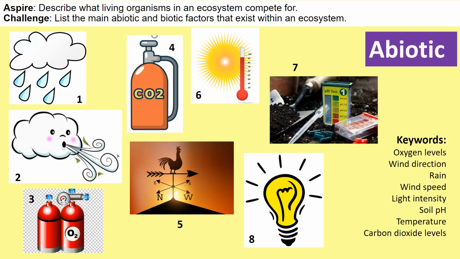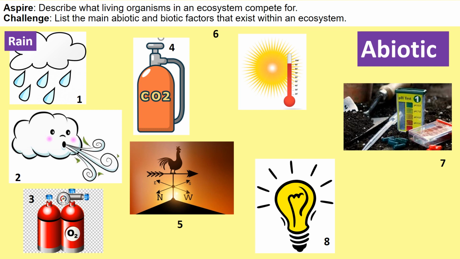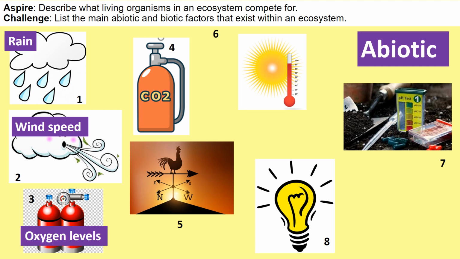Ten seconds remaining. Okay, brilliant. How did you get on? The first one was the example I gave you, which represented rain. The second picture shows this cartoon cloud and the wind coming out of the cloud, and I used it to represent wind speed. The third picture shows some canisters with a gauge on the top of O2, which you'll all know is oxygen, so it represents oxygen levels.